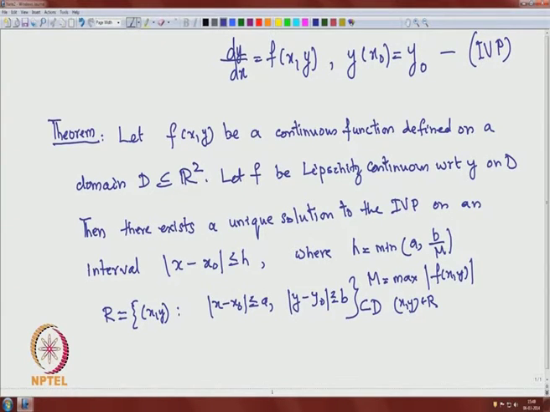So, the theorem is: if f is a continuous function on D and is Lipschitz continuous with respect to y on D, then there exists a unique solution to the initial value problem on an interval |x minus x0| less than or equal to h, where h is defined by this, where a and b are parameters of a rectangle which is inside the domain, and let alpha be the Lipschitz constant of f with respect to y.